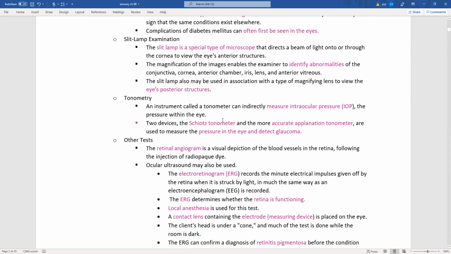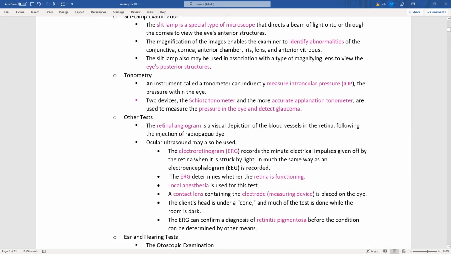Tonometry. I've had this a lot of times. This is trying to measure the pressure of the eye, the intraocular pressure of the eye. That's what tonometry is. It's two devices. You've got the Schiotz tonometer, I don't know how to pronounce it, and the more accurate applanation tonometer. These are used to measure the pressure in the eye and detect glaucoma.